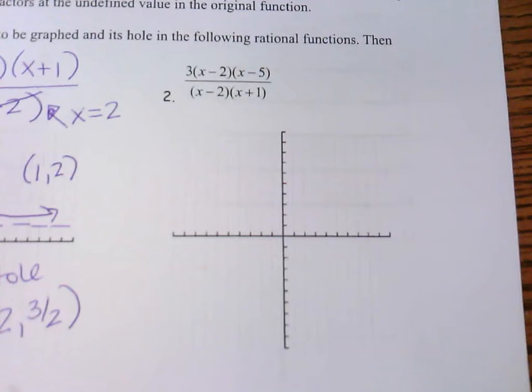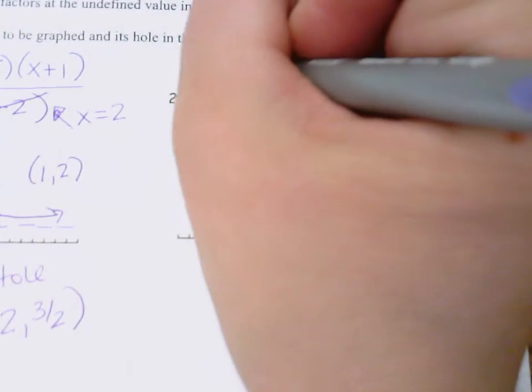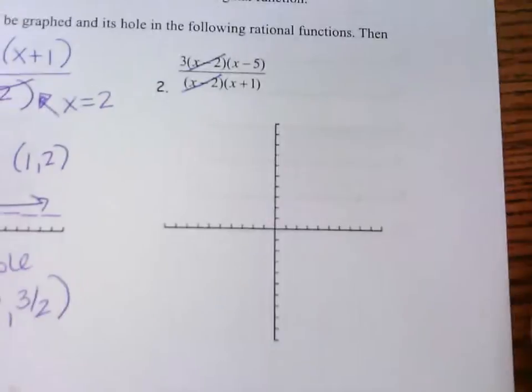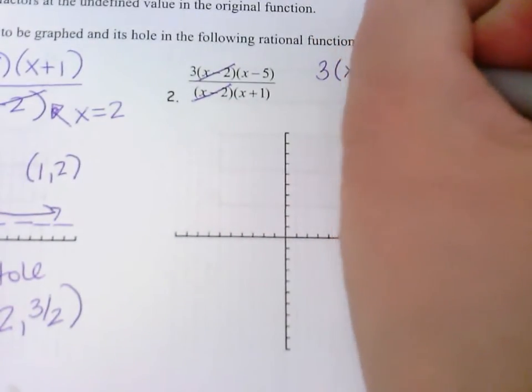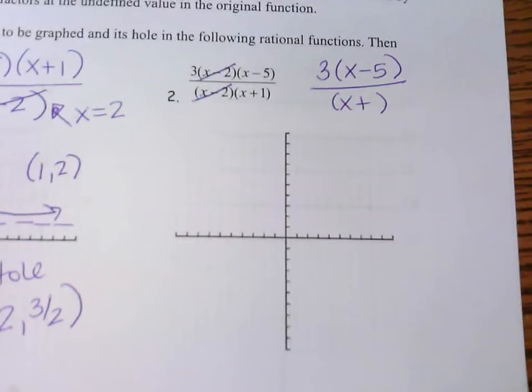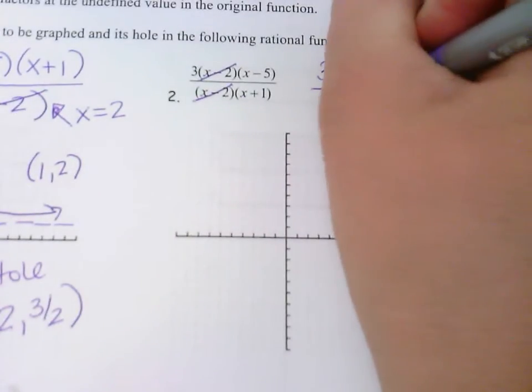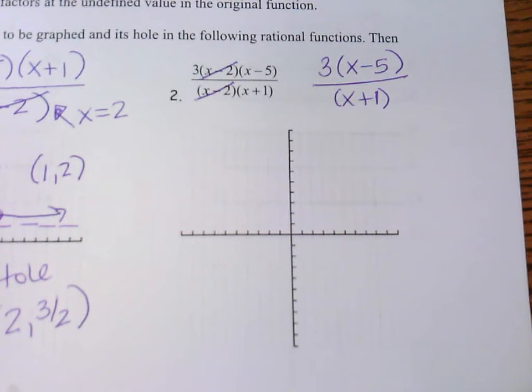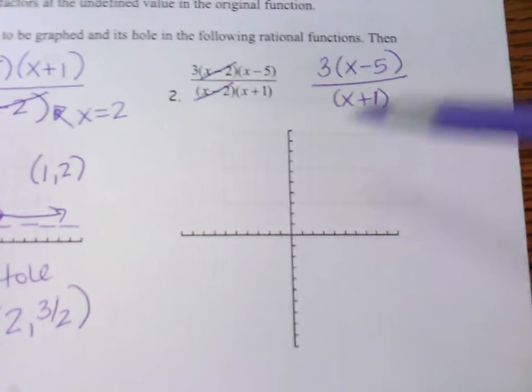So number 2, I did, and it should be a little bit easier because this is already in factored form. So this one again has those common factors of x minus 2 that I can get rid of. So my new function that I'm worried about is just 3 times x minus 5 over x plus 1. Leave it in factored form because you can see everything that you need. You can see your x-intercept, your vertical asymptote. I think it's easier like this.